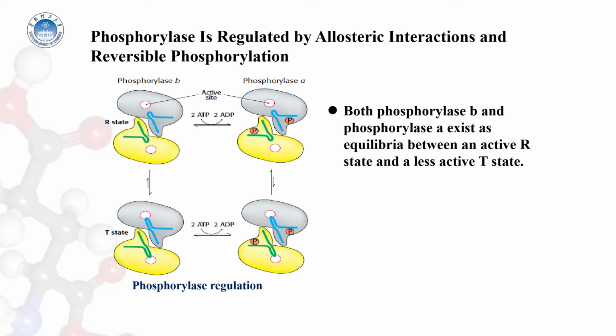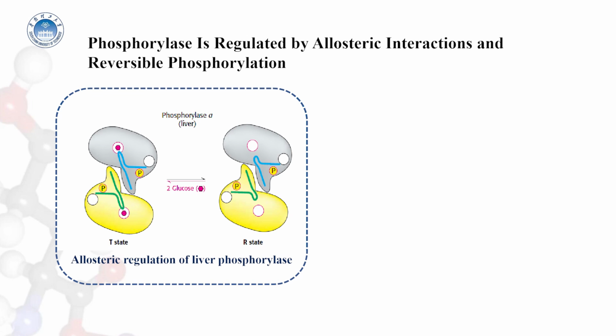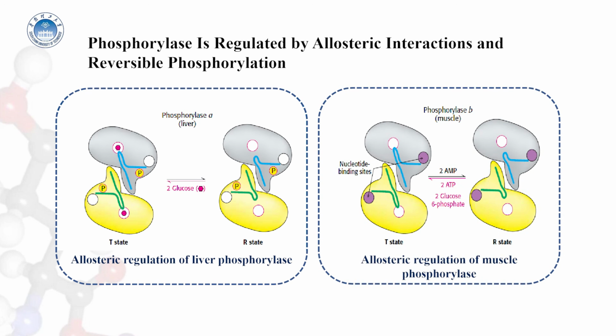Regulatory structures are shown in blue and green here. The binding of glucose to phosphorylase a shifts the equilibrium to the T state and inactivates the enzyme. Thus, glycogen is not mobilized when glucose is already abundant. A low energy charge, represented by a high concentration of AMP, favors the transition to the R state. ATP and glucose 6-phosphate stabilize the T state.